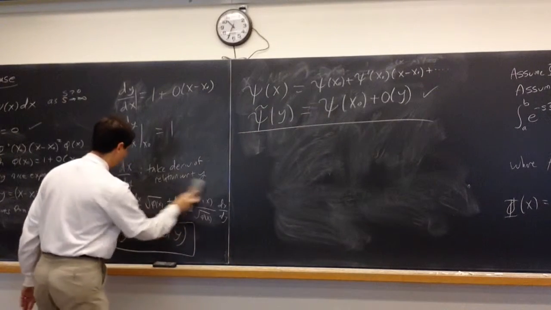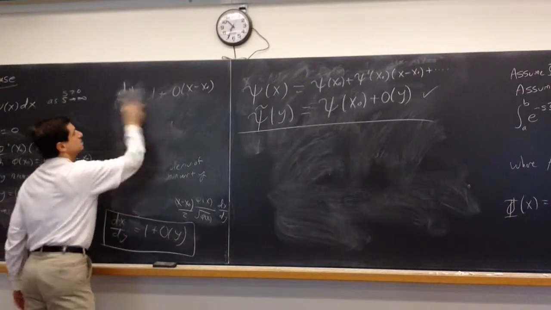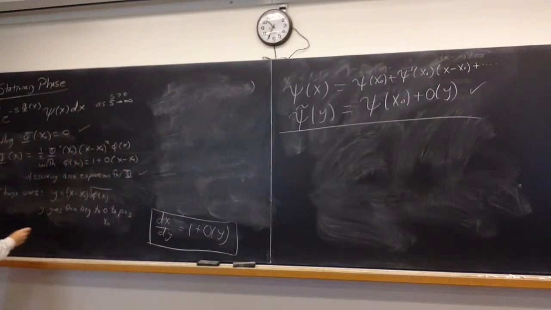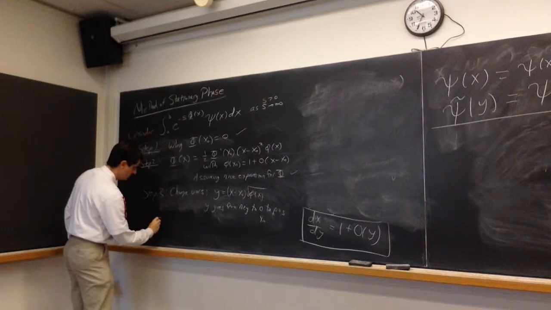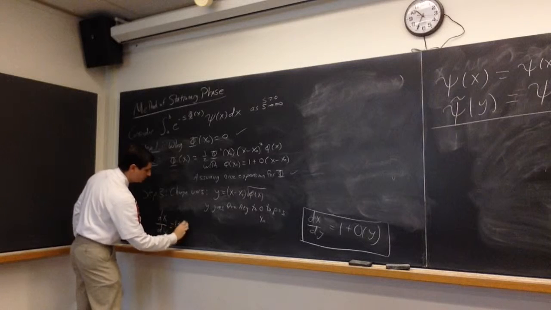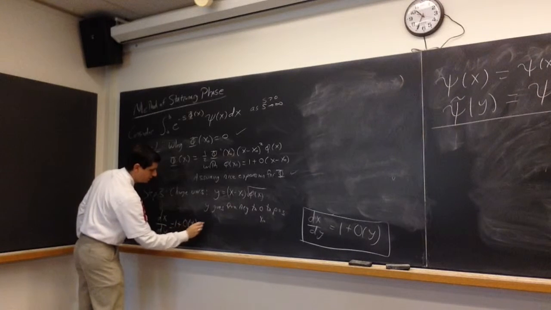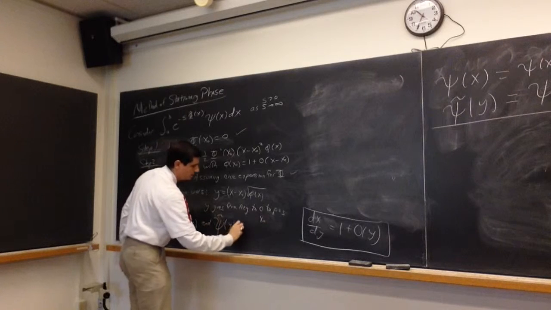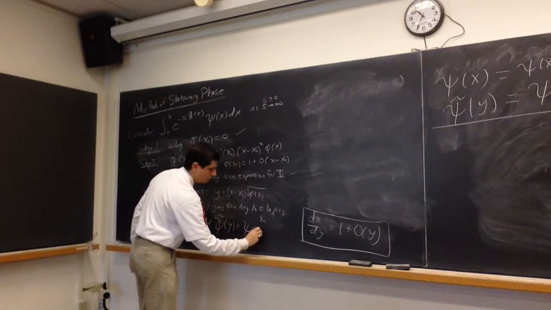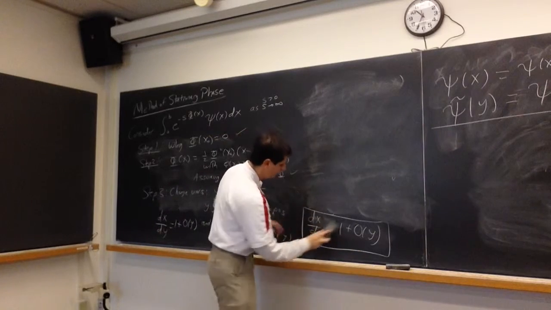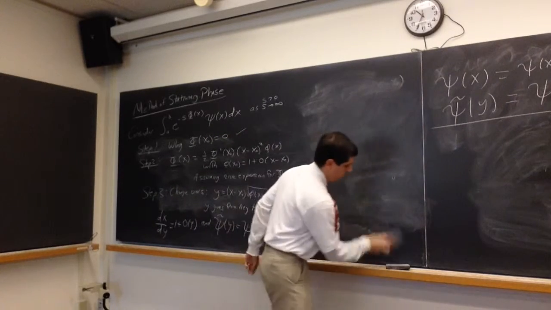What I think I'll do is erase this and just write the relationships we have. So we'll write dx/dy is 1 plus big O of y, and we'll write c tilde of y is c of x naught plus big O of y. And this will free up some blackboard space.